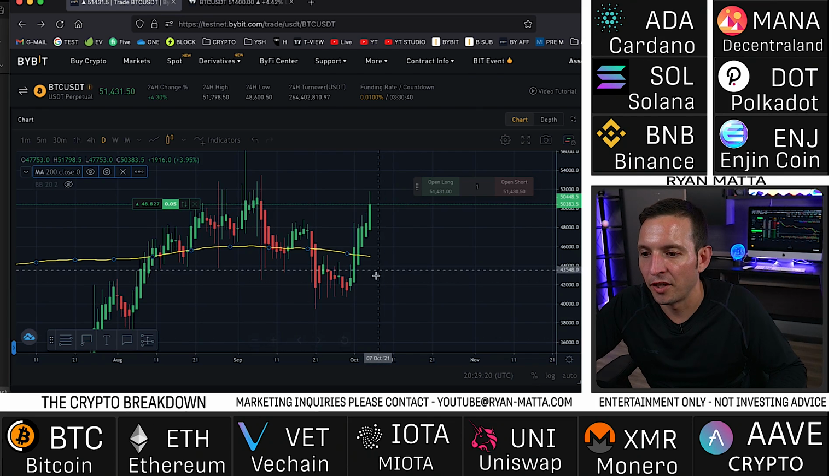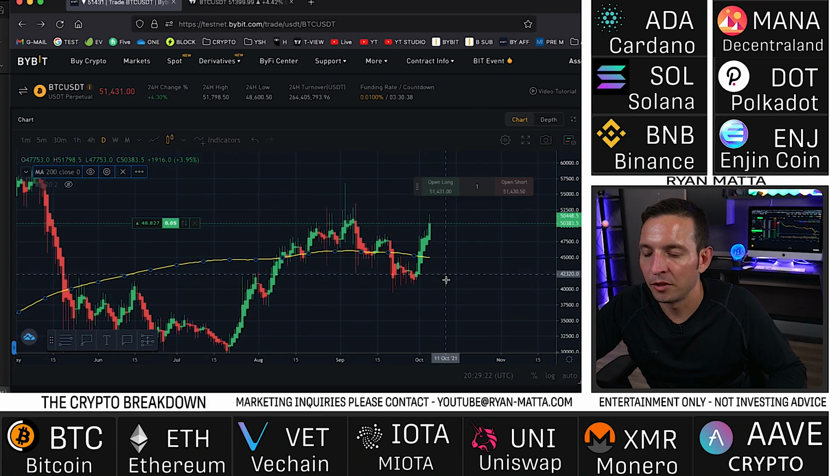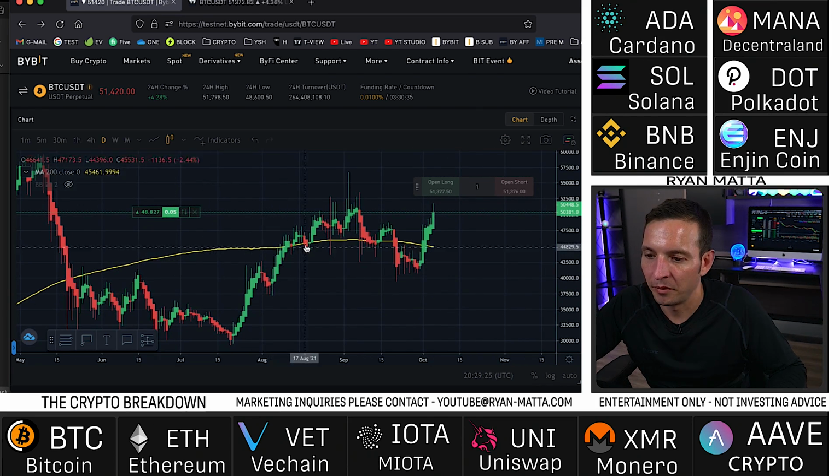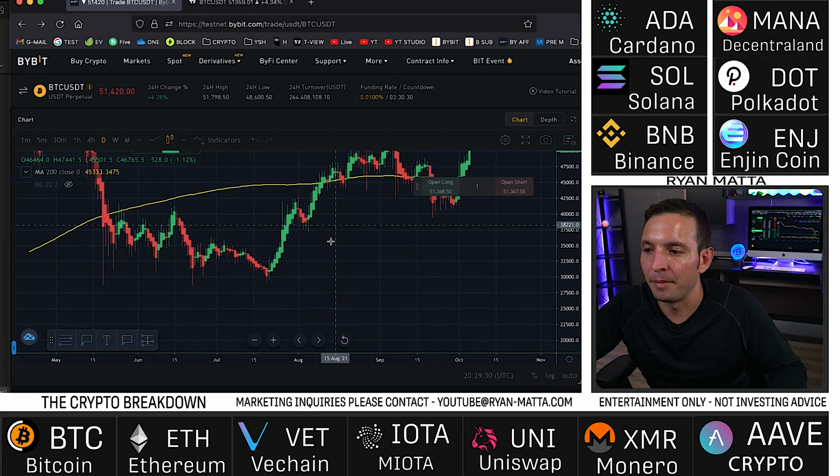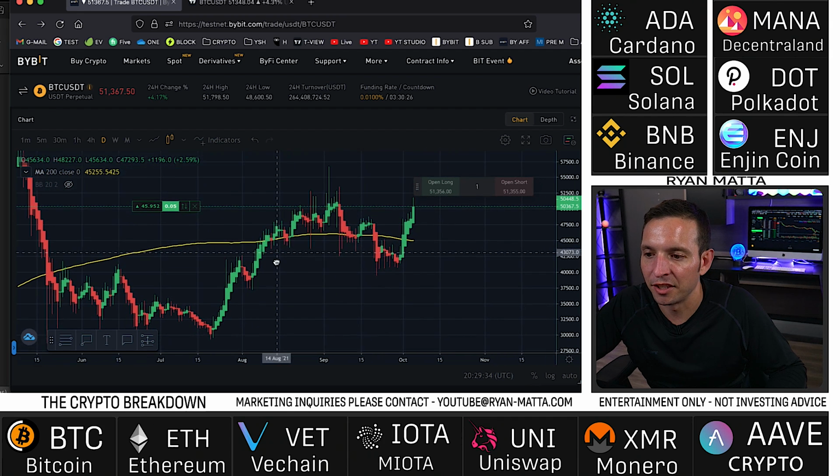So you can see over here, if I turn on the 200-day moving average, when was a good time to sell Bitcoin? When you're above it. When is a good time to buy Bitcoin? When there's a massive gap between candles and the 200-day moving average. Same thing when price gets way above it. When was a good time to sell?